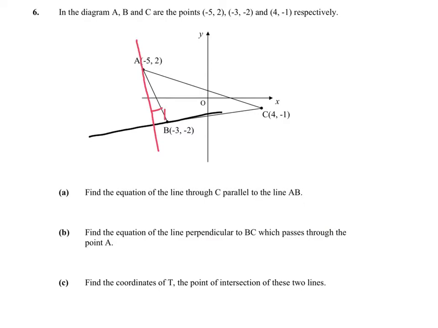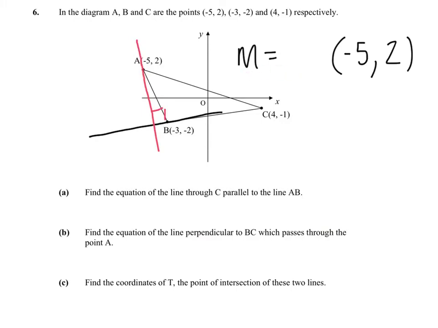So in order to find the equation of a straight line, again, we'll remind ourselves what we need. It is m, the gradient of that line, and a point on the line. So as we can see, we know a point on the line. We know the point -5, 2. So we'll put that one in here. And the next thing we need to know is the gradient of the line.